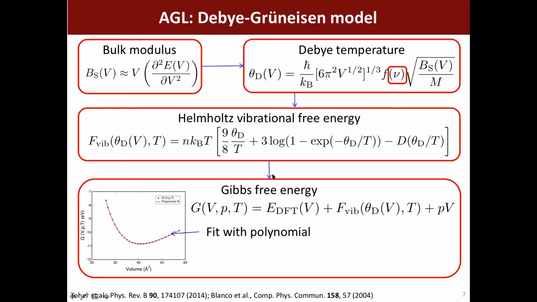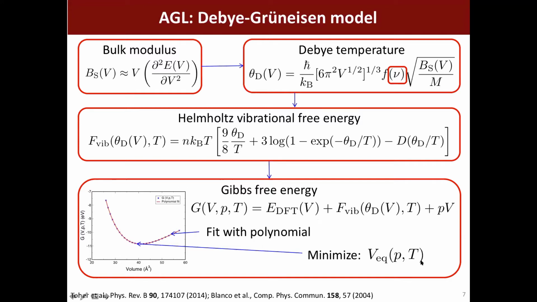So once you have the vibrational energy, you can add this, as a function of volume, to the DFT energy as a function of volume and the pressure-volume term. So now we have the temperature dependence and the volume dependence, and this gives us the Gibbs free energy. And once again, you can fit this Gibbs free energy by a polynomial. You find the minimum, and this will give you the equilibrium volume as a function of pressure and temperature.